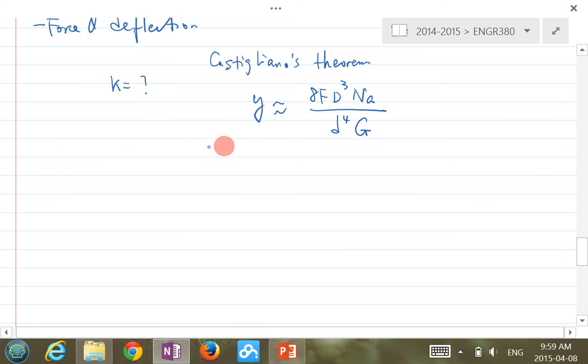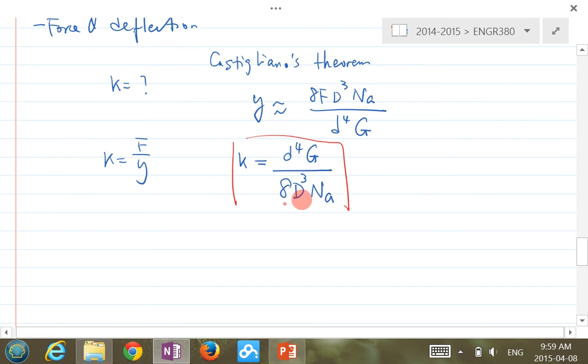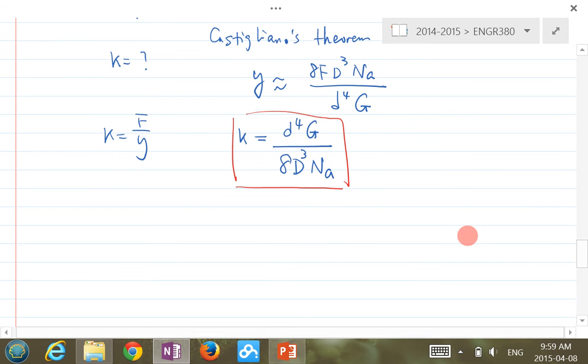So k equals F over y. Then k can be derived from this formula, so that's equal to d⁴G over 8D³Na. That's how you can get the stiffness of the spring. So that's this part here.